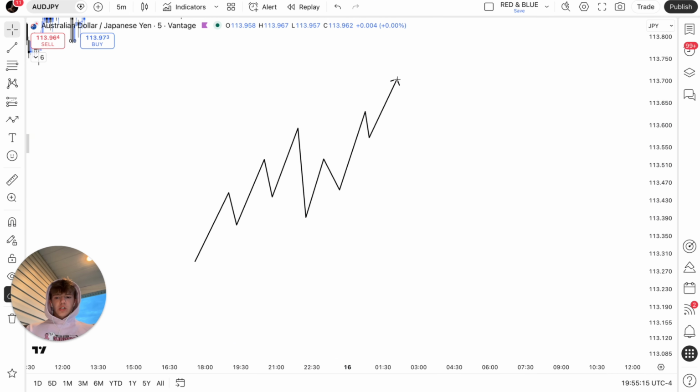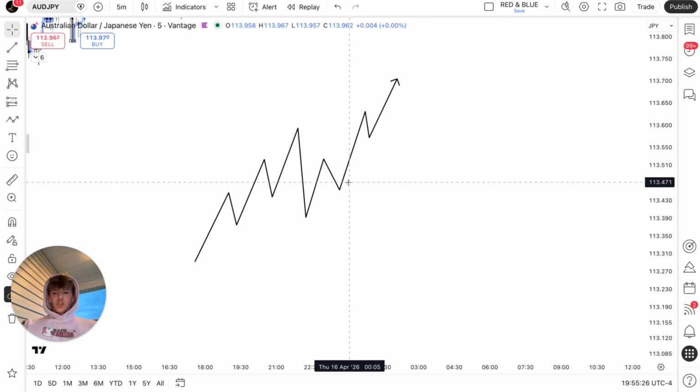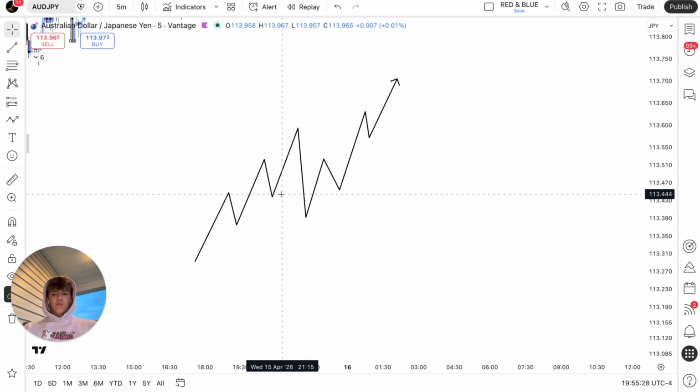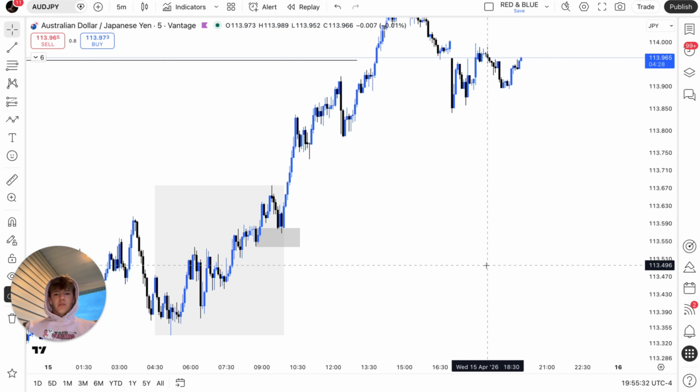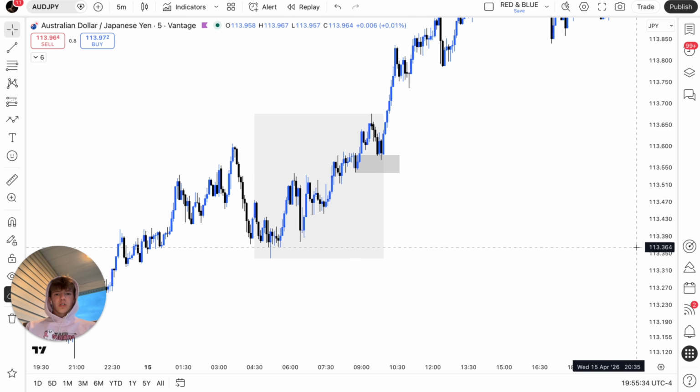And all you're essentially doing is just catching that trend internally with an internal liquidity sweep, okay? Because price is always seeking liquidity within the market, right? So that's all you're essentially doing.